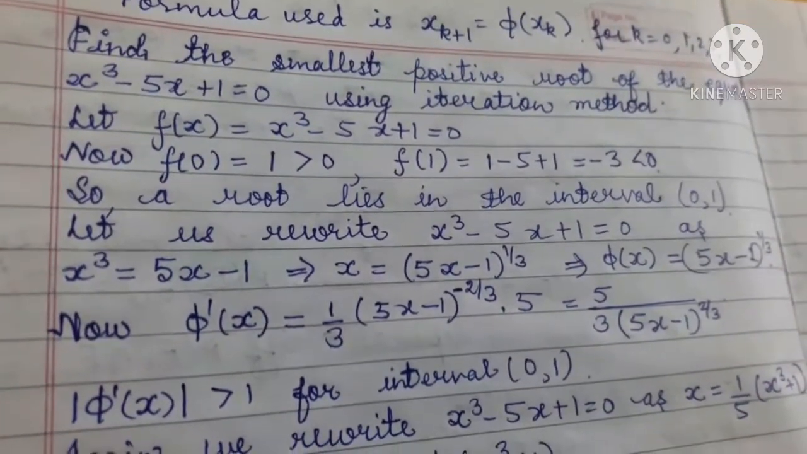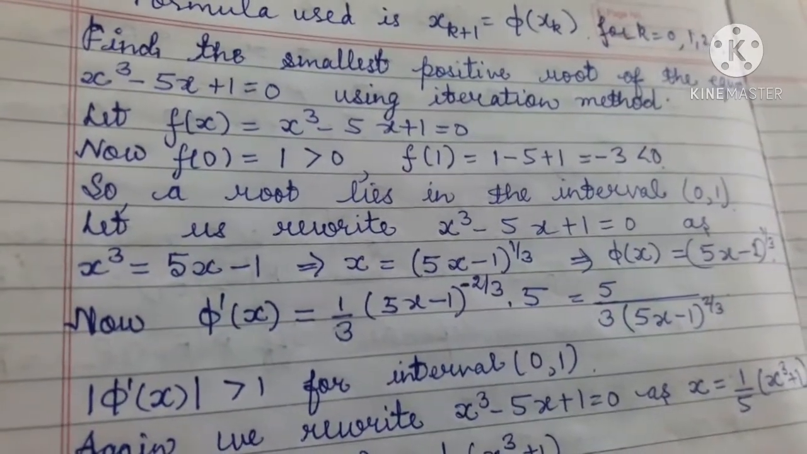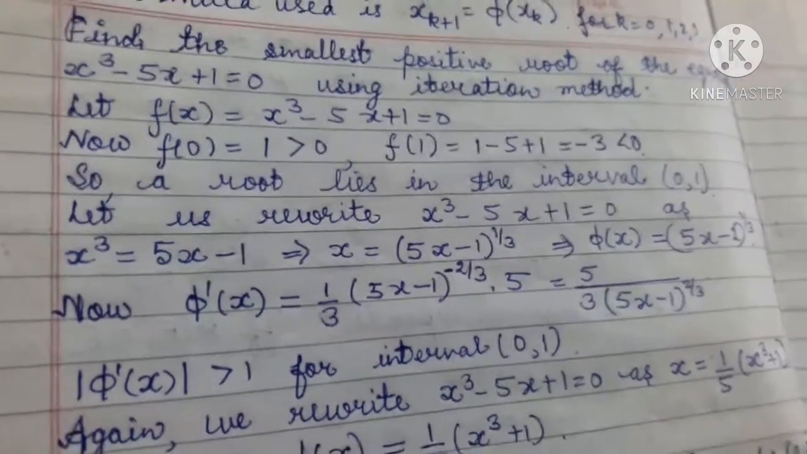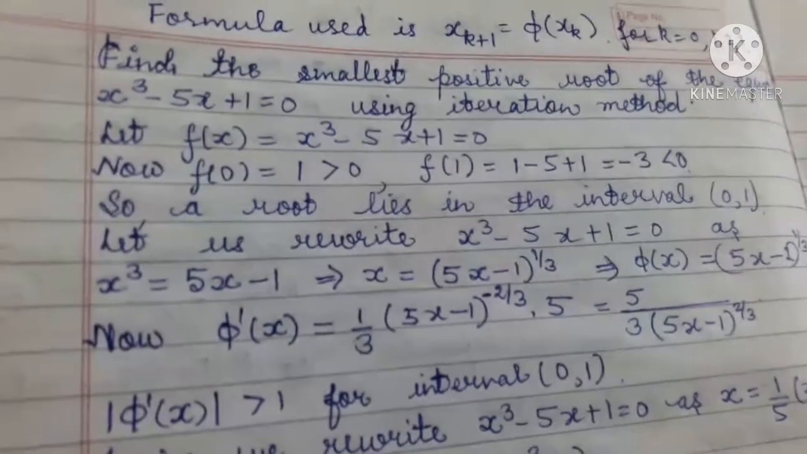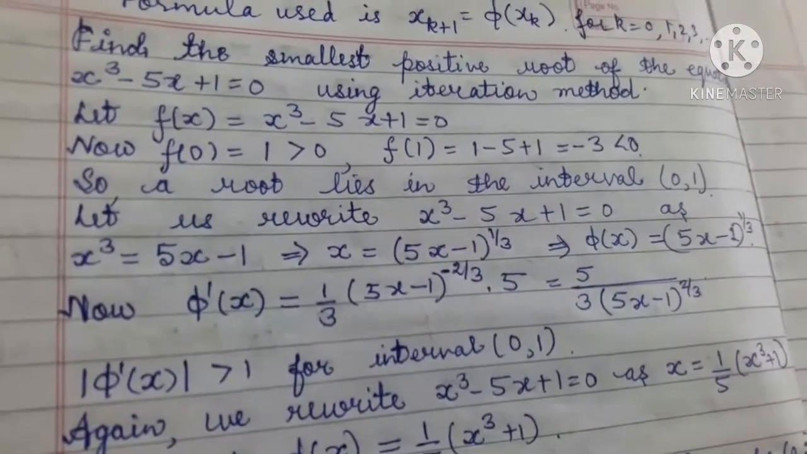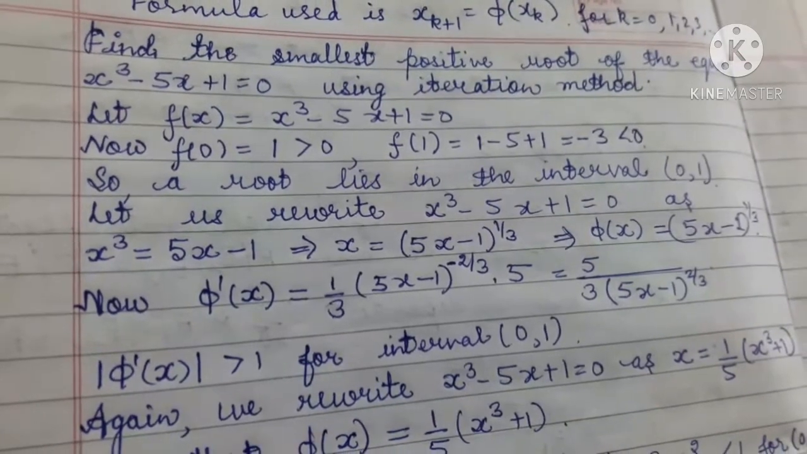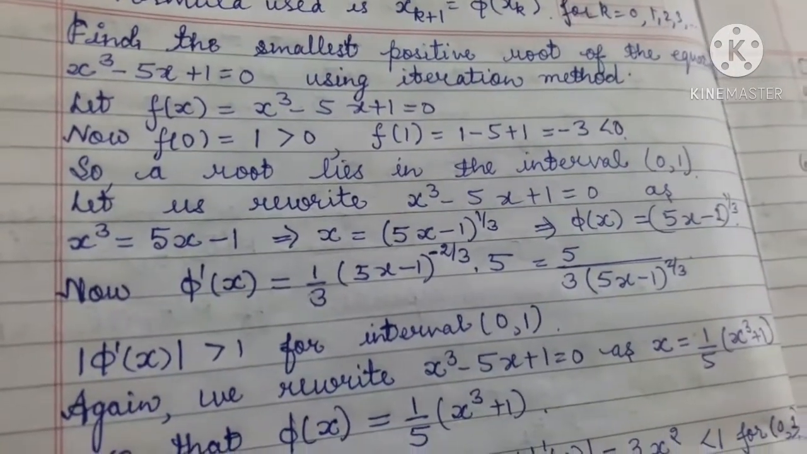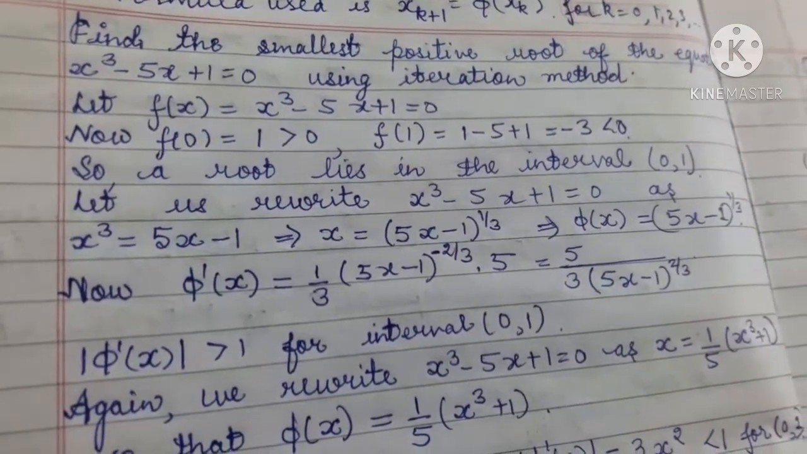Hello students, today let us take an example of the iterative method to solve the non-linear equations. Now the question which I have taken here is: find the smallest positive root of the equation x cubed minus 5x plus 1 equal to 0 using the iteration method. Okay, now here we have to find the smallest positive root.